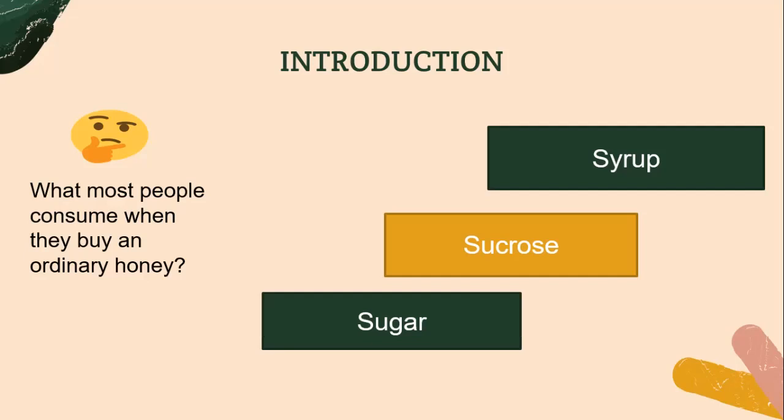So what is the solution here? It's a big problem if you consume a lot of sucrose or syrup or even sugar. You will have a lot of problems like diabetes and other diseases. In Malaysia, it's reported that the people affected with diabetes are more than 2 million in Malaysia alone. So it's a big problem. So what is the solution here?